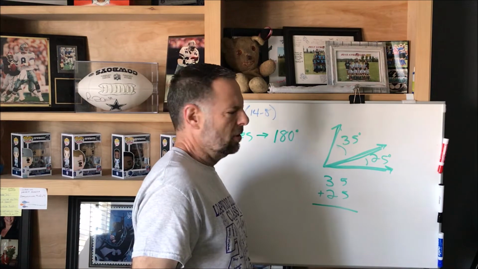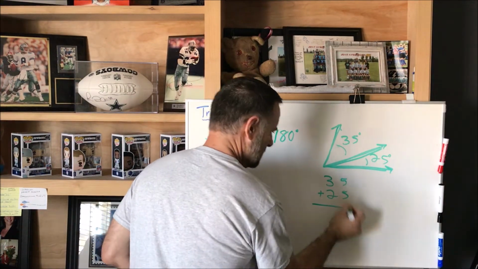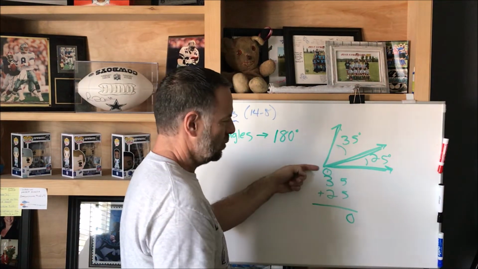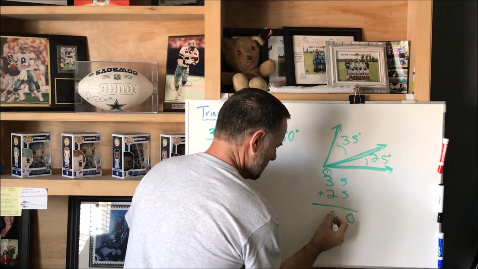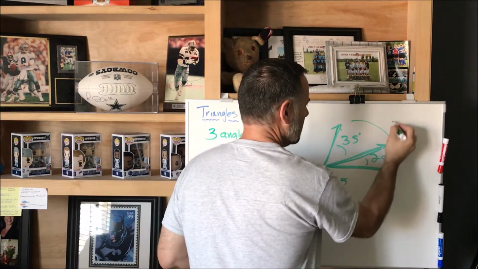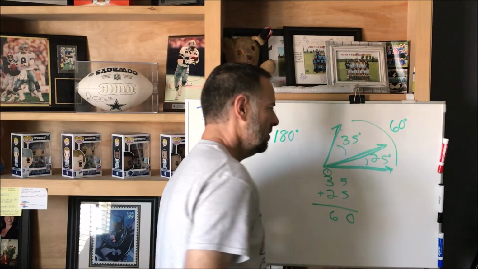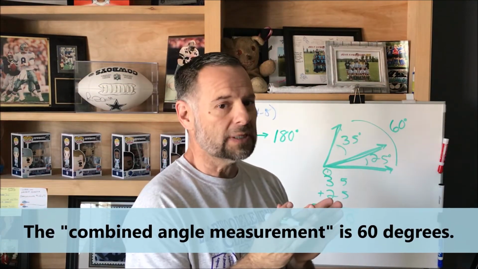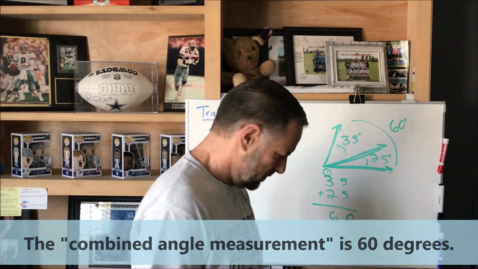5 plus 5. Tough one. 3 plus 1 is 4. 4 plus 2. The combined angle here, those two angles put together, is 60 degrees.